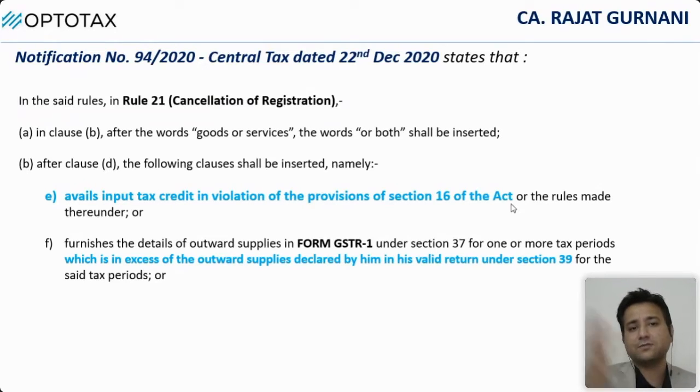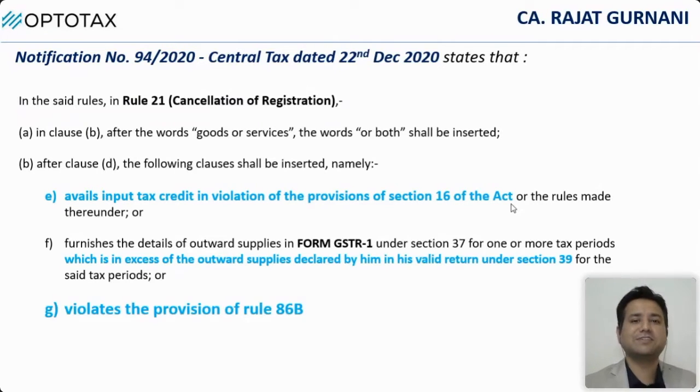And this has to be read with section 29. So please make sure all this is followed, right? Violates the provision of Rule 86B. What is this Rule 86B, sir? Please also teach this, please explain to us. What is Rule 86B? Sir, one by one, because you need to digest also, right?